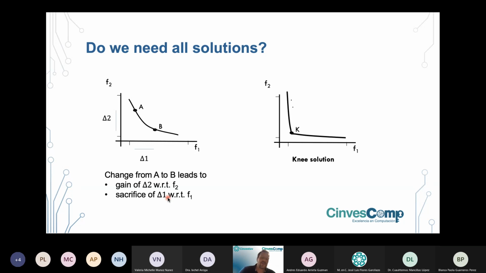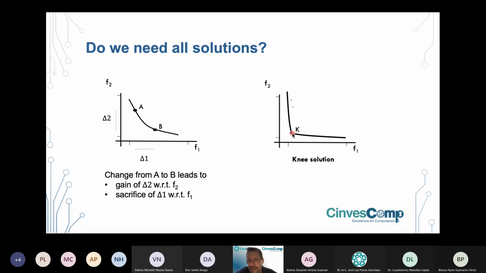Okay, another thing which might be also interesting is the so-called knee solution. Sometimes, not always, but sometimes the Pareto front is a bit like this, a bit extreme. And this knee point, when we have this point, all the people like this point. Why do they like this point? Because it's not the best, because that's what Pareto says. All of them are optimal.